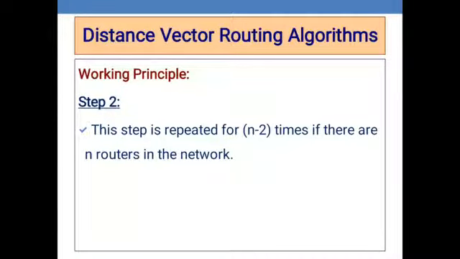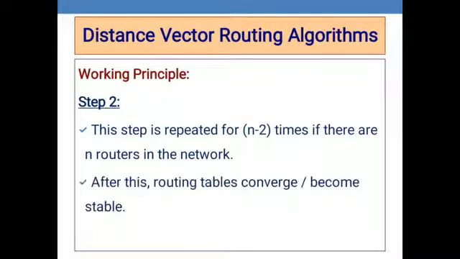So for example, if the network consists of n different routers, then the same steps are repeated n minus 2 times, because each router is connected to at least 2 devices. After this, routing tables converge or become stable.